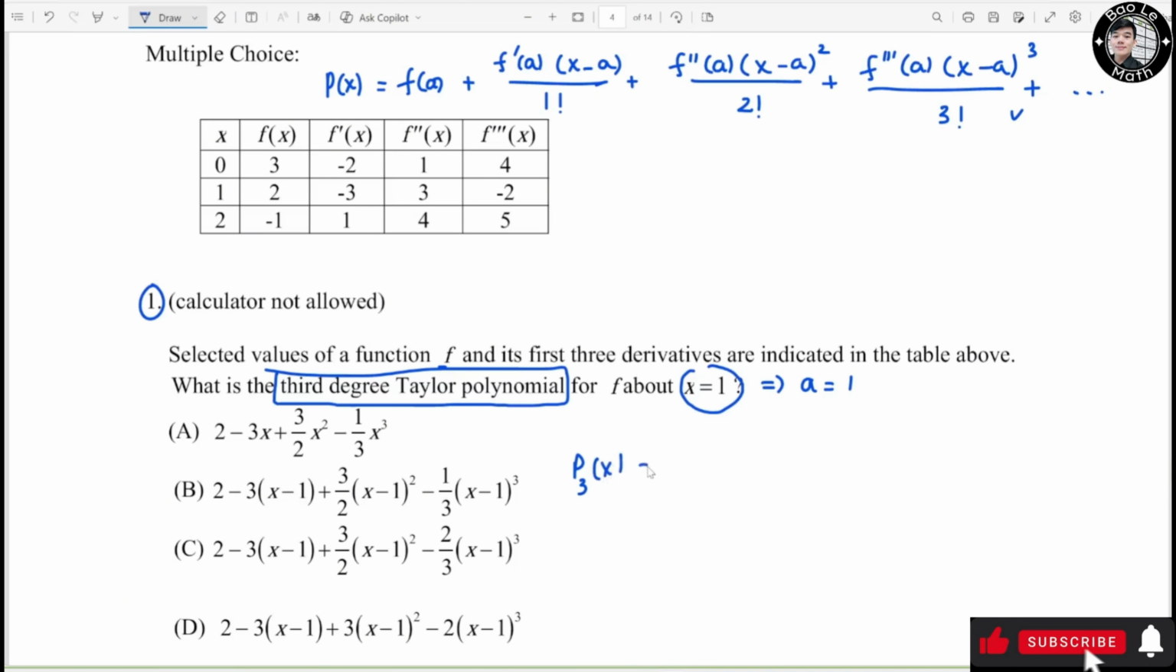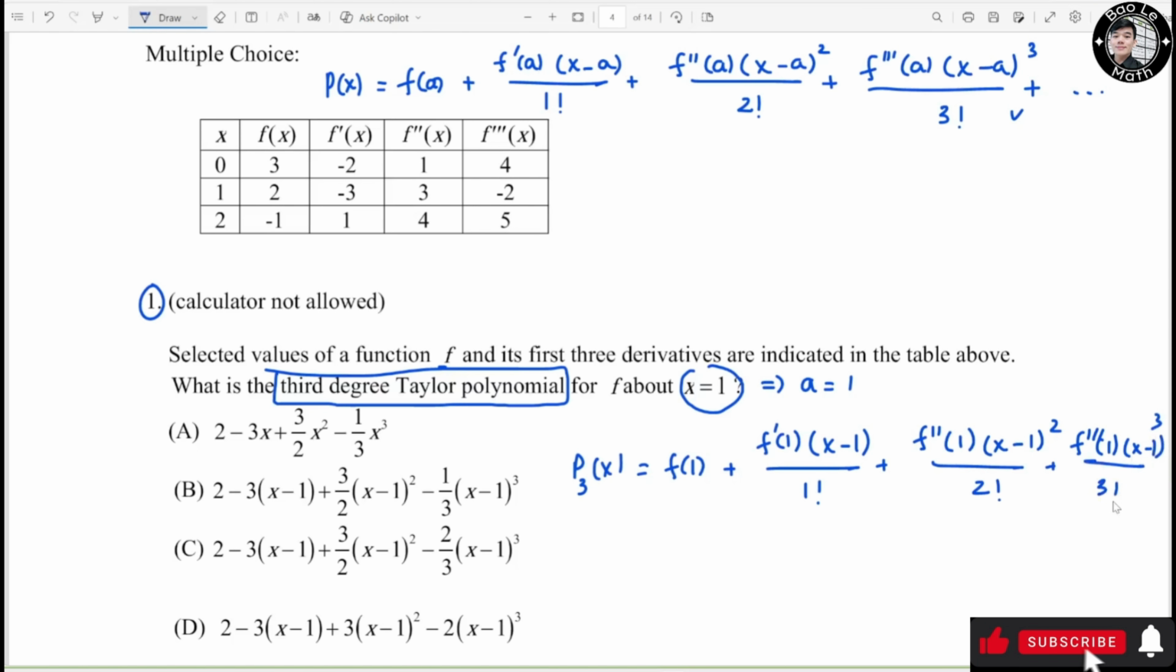P3 of x equals f of 1 plus f prime of 1 times x minus 1 over 1 factorial plus f double prime of 1 times x minus 1 squared over 2 factorial plus f triple prime of 1 times x minus 1 cubed over 3 factorial.